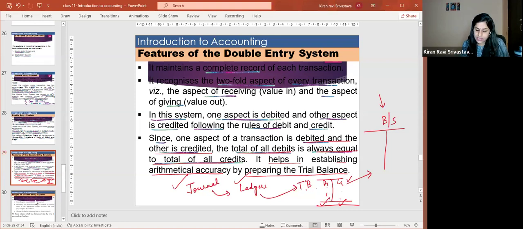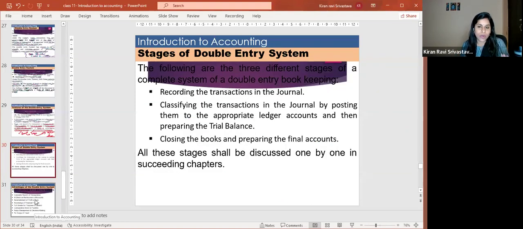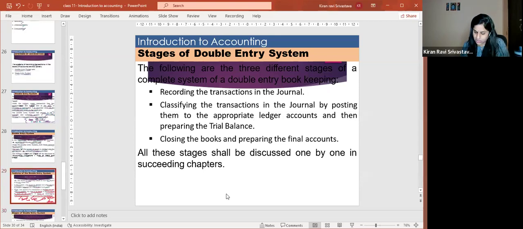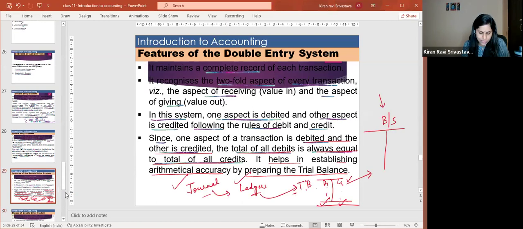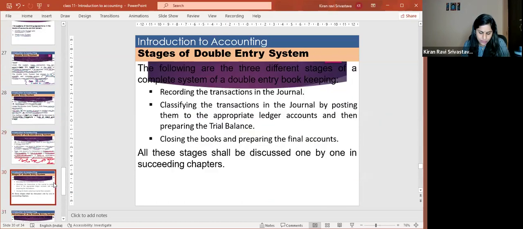The next is stages of double entry system. What are the stages? Just now I told you. I was discussing the stages only. So these are the stages: journal, ledger, trial balance. So I will now explain what the stages of double entry are. The following are the three different stages of a complete system of double entry bookkeeping. The first one is recording.